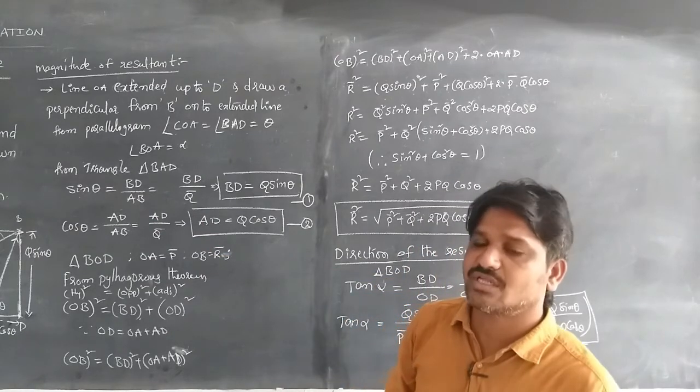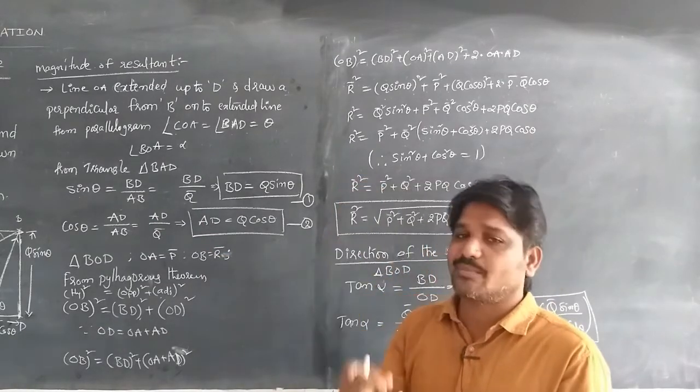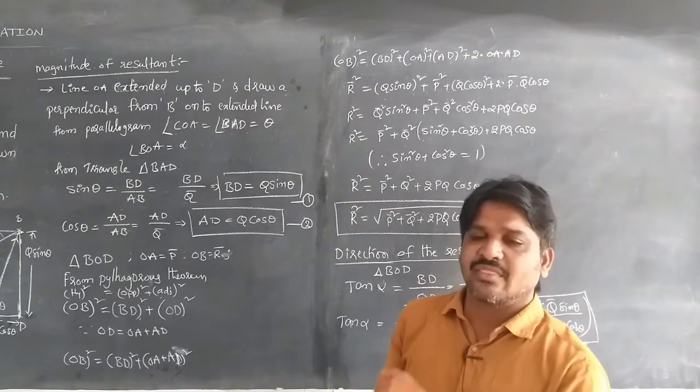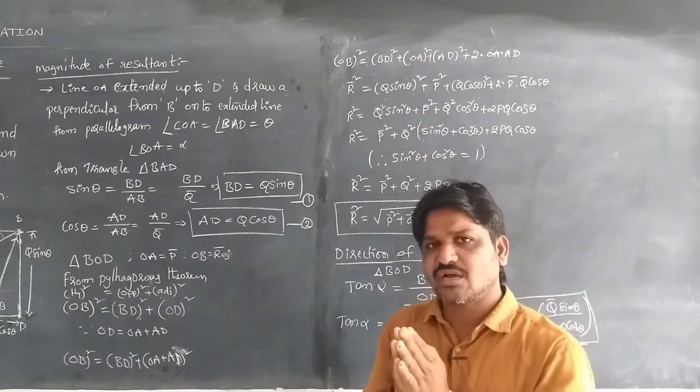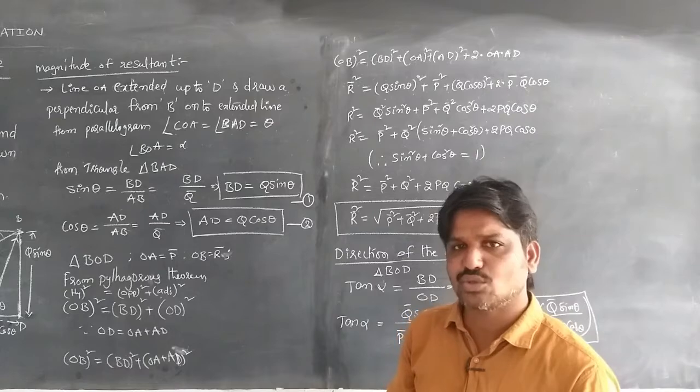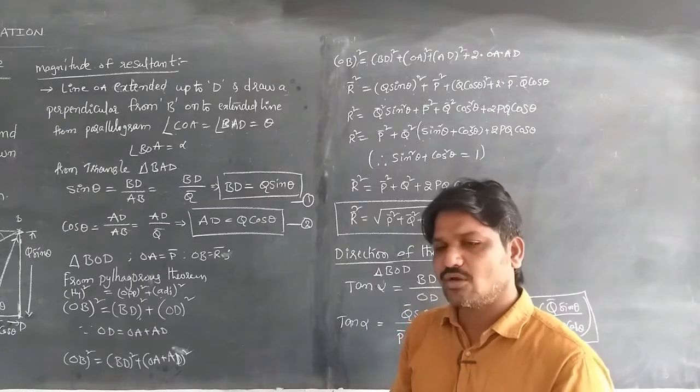That right angle we got by extending the line, and we draw the perpendicular line from the point to the right angle. By taking this, we are resolving the Q vector into rectangular components, that is, resolving the Q vector into two components.